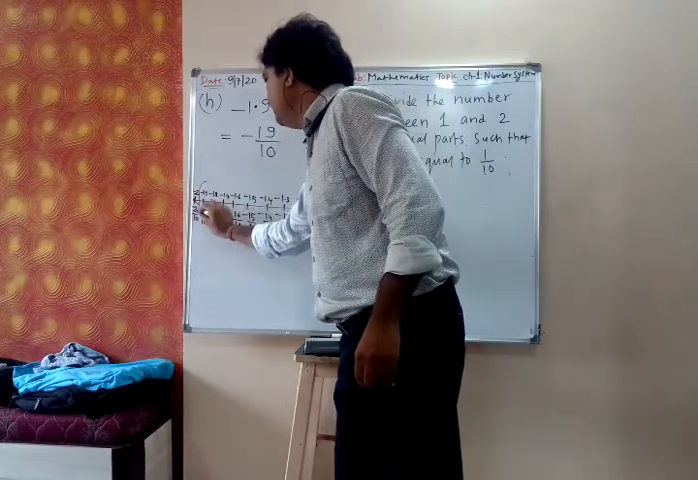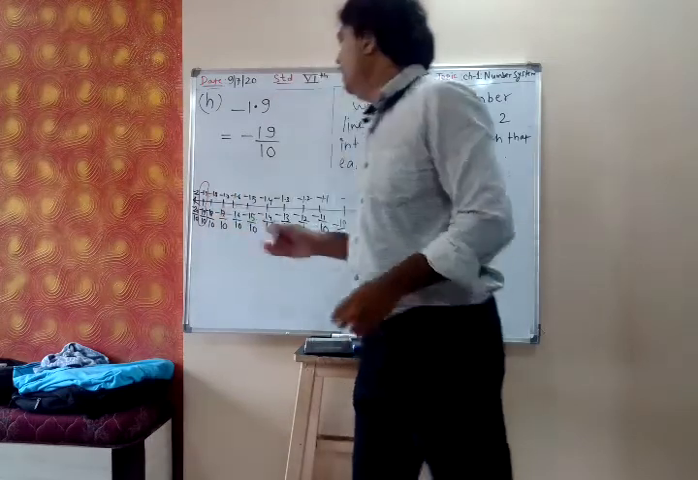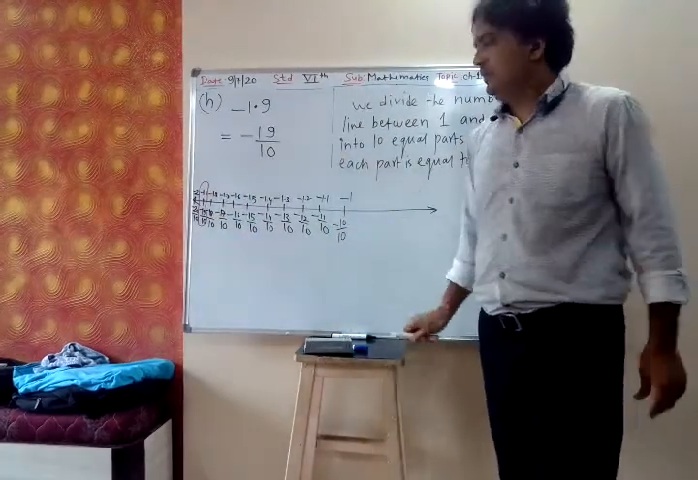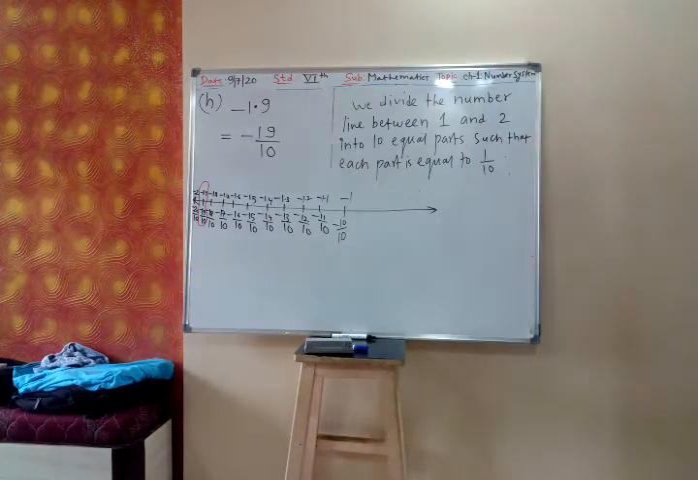And this second last is my number, minus 1.9 or minus 19 upon 10. Yes. The second last number is minus 19 upon 10.